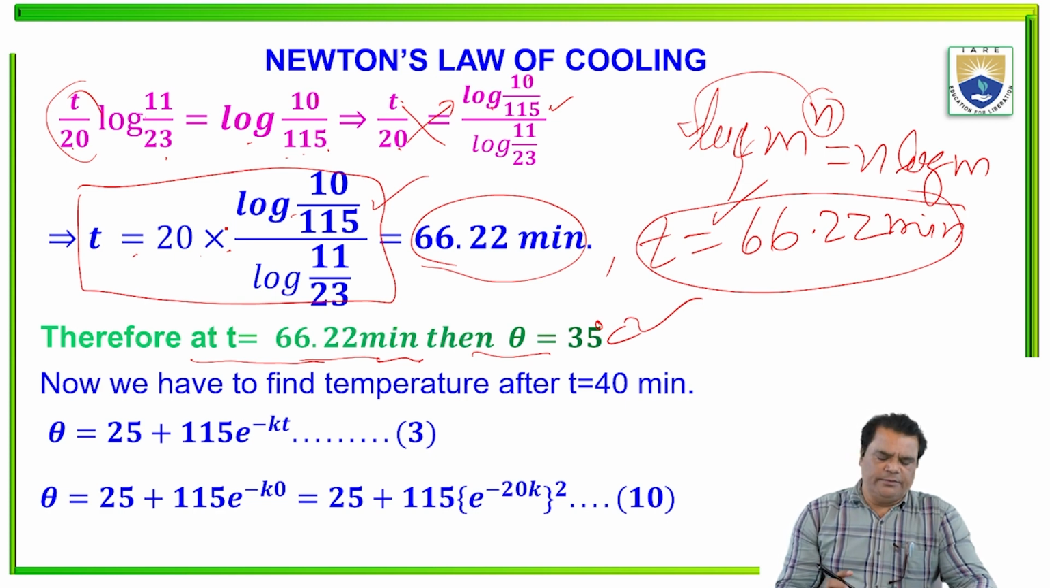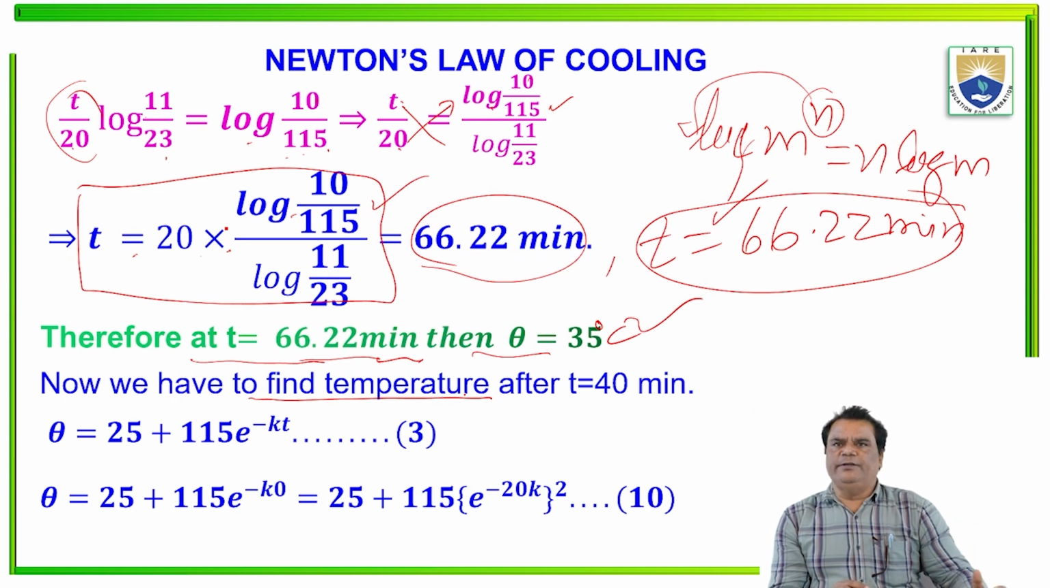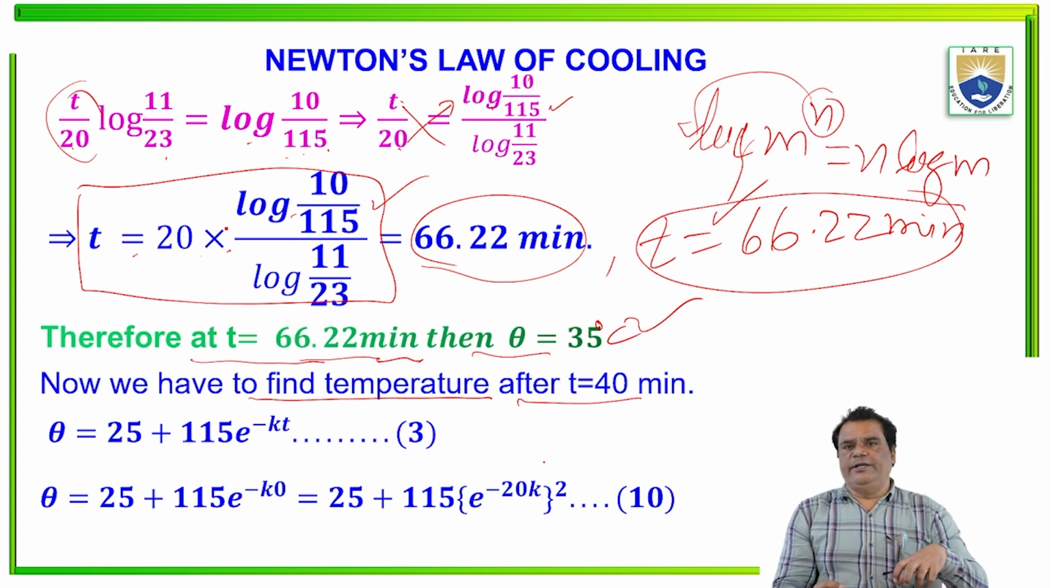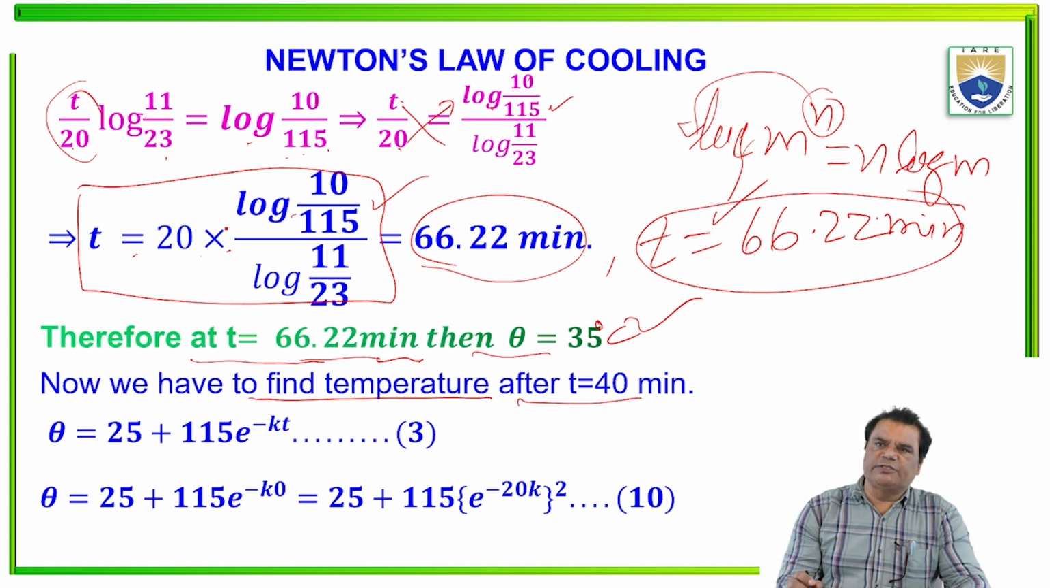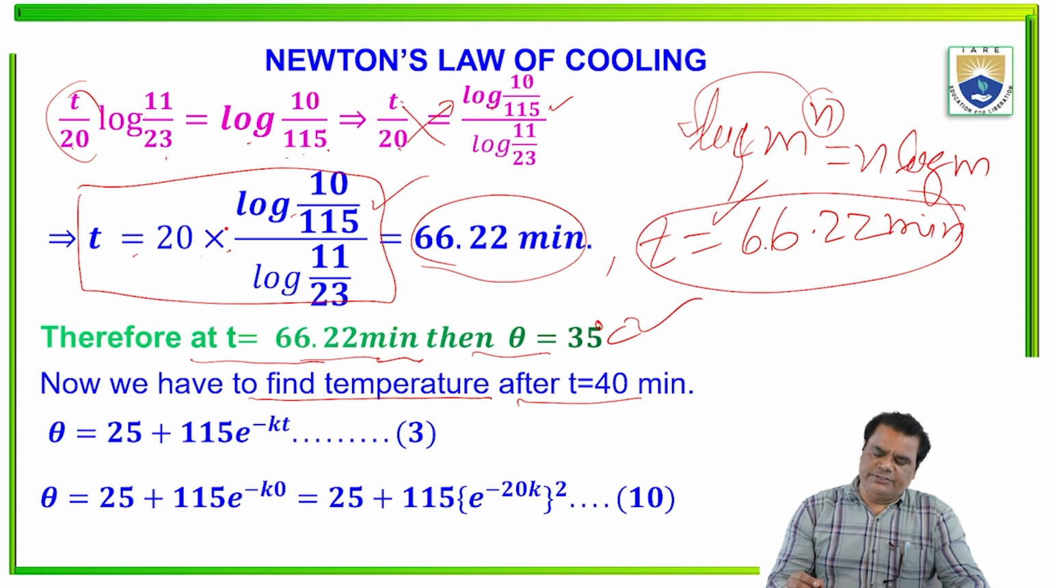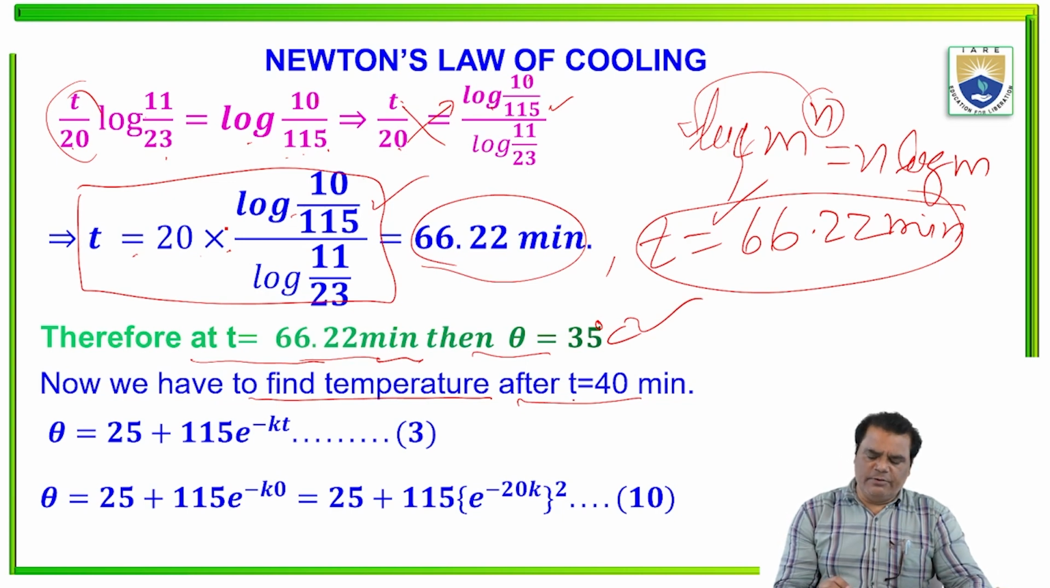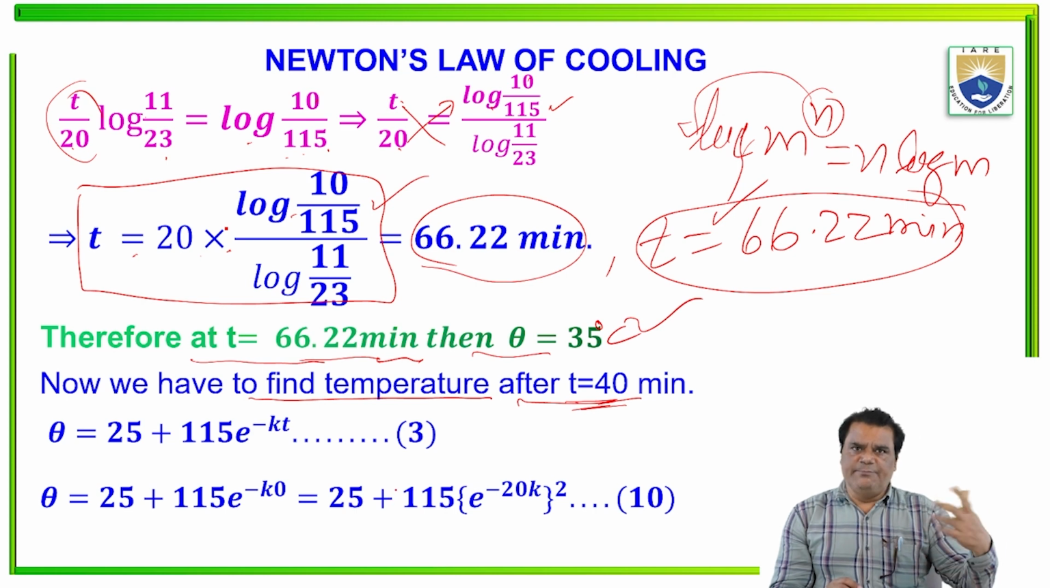Okay. Now, we have to find the temperature of the body after 40 minutes. What is the temperature of the body after 40 minutes? At 66.22 minutes the temperature cooled down to 35 degrees. But now, after 40 minutes, what is the temperature of the body?